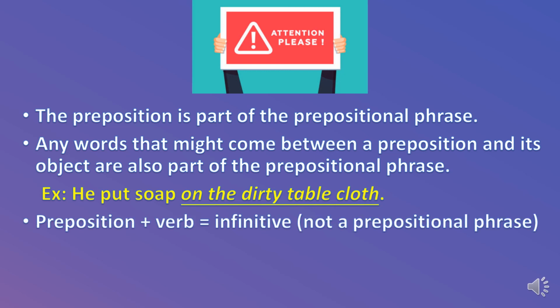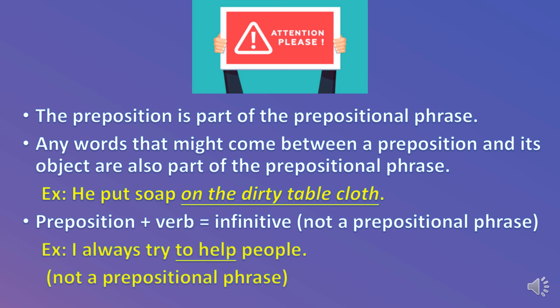Preposition plus verb equals infinitive. So if I have to and then a verb, this is not a prepositional phrase, it's an infinitive. For example, if I say, I always try to help people, to help is to plus a verb. Preposition to, verb help. So this is not a prepositional phrase. This is an infinitive.